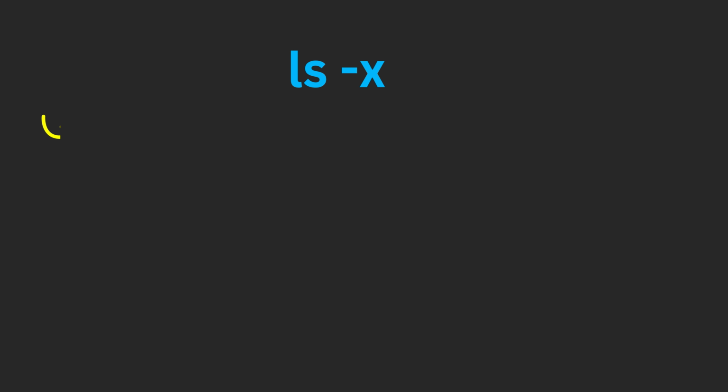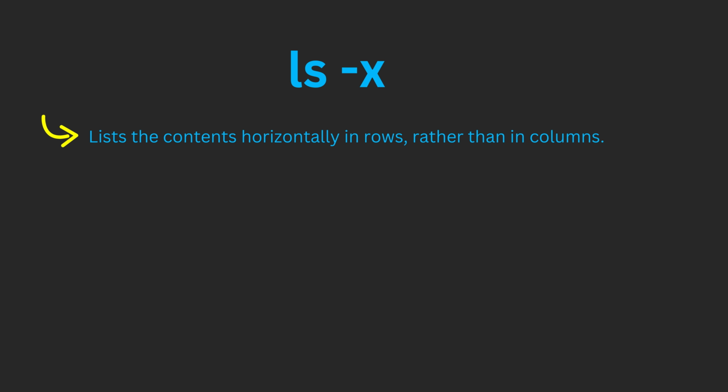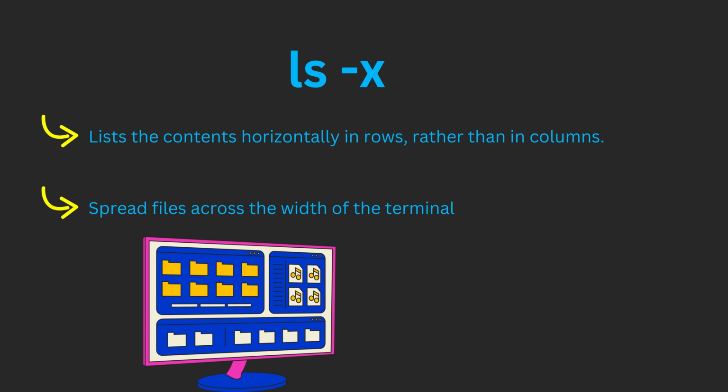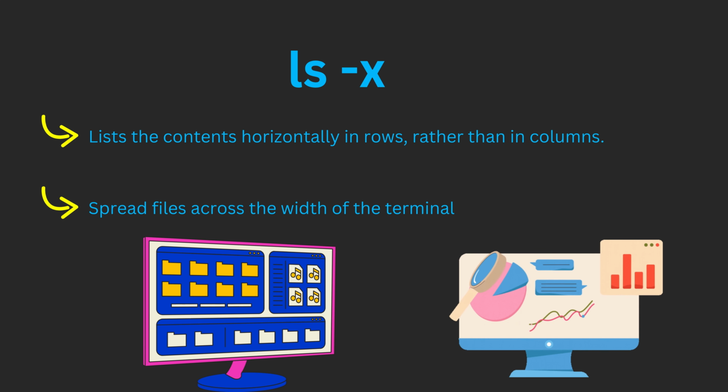The ls -x command lists files horizontally across the screen, filling each row before moving to the next. This layout is useful when you want to maximize the use of your terminal's width and see more items at once. If you're working on a wide monitor and prefer to see all files spread out horizontally, ls -x helps you view more content across the screen without scrolling, making it easier to compare file names.